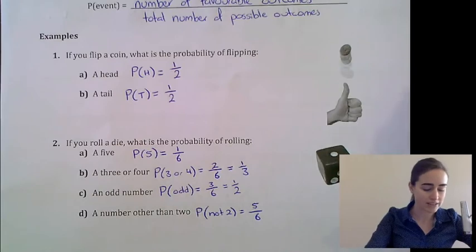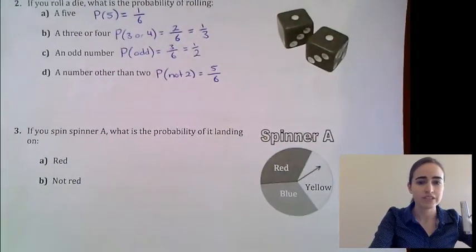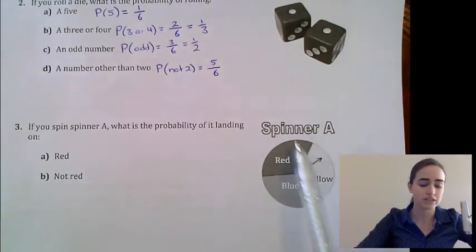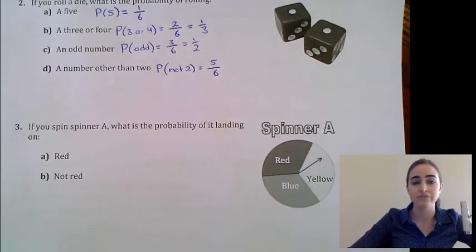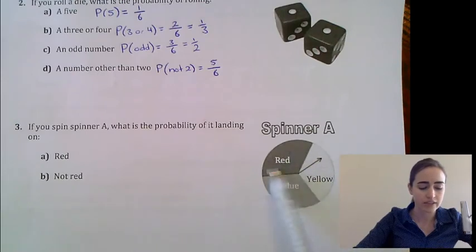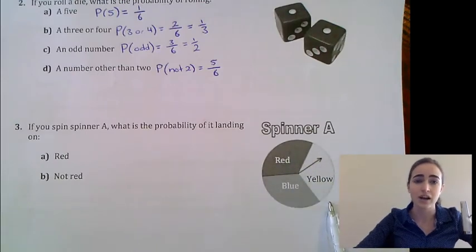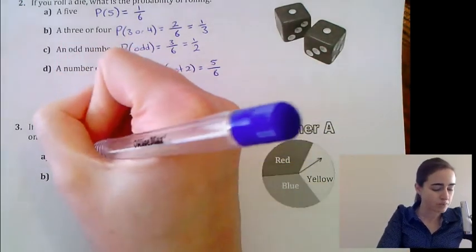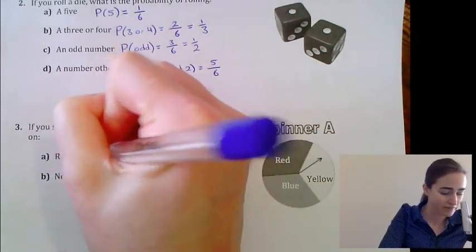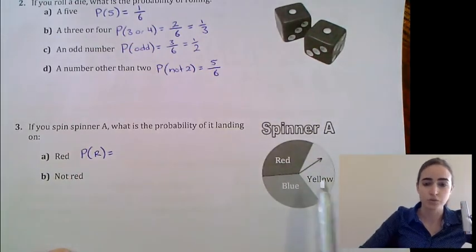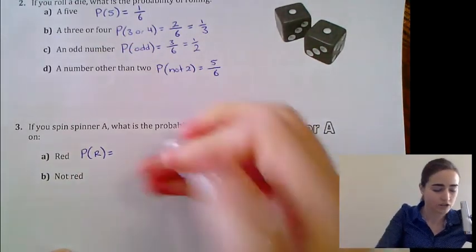So we've just got one last example. So we've got this spinner here, and it says if you spin spinner A, what is the probability of it landing on red or not red? So you can see each of these sections on this spinner, they're the same size. So there's 3 equal sized pieces there. So the probability of getting red would be equal to 1 out of 3 in total.